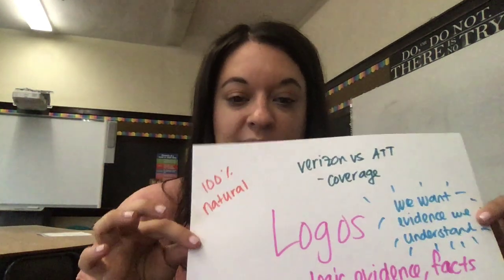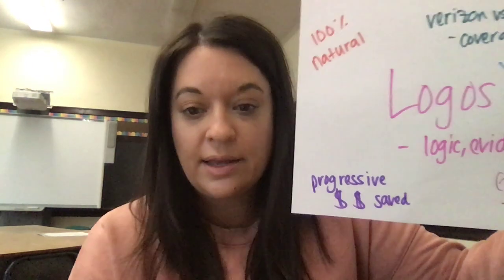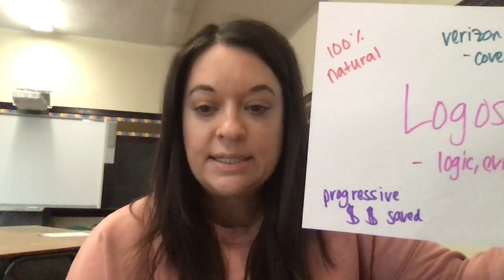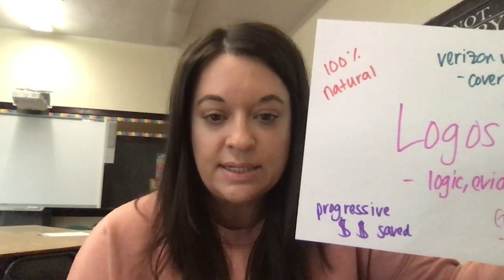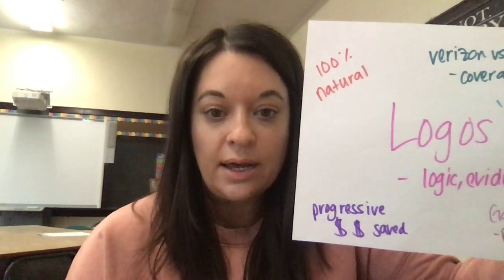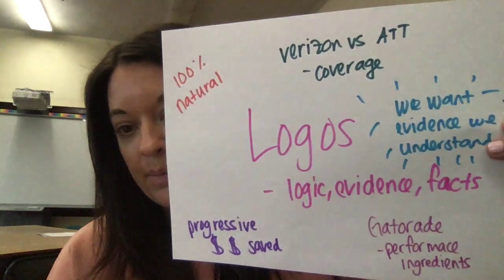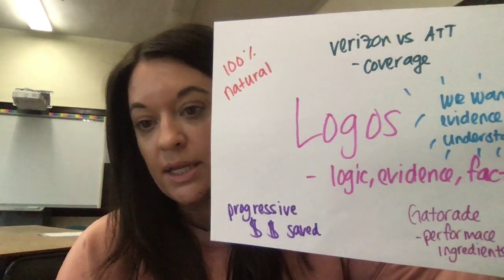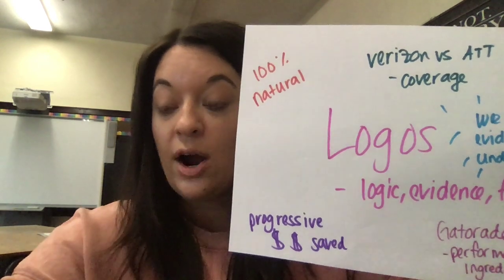The words 100% natural or gluten-free or GMO-free, those are facts. Progressive or State Farm or whatever, saving money. This person saved this amount of money. It gives us a realistic, concrete idea. You can save this amount of dollars with this company. Gatorade, performance ingredients. Gatorade could also kind of appeal to our ethos.